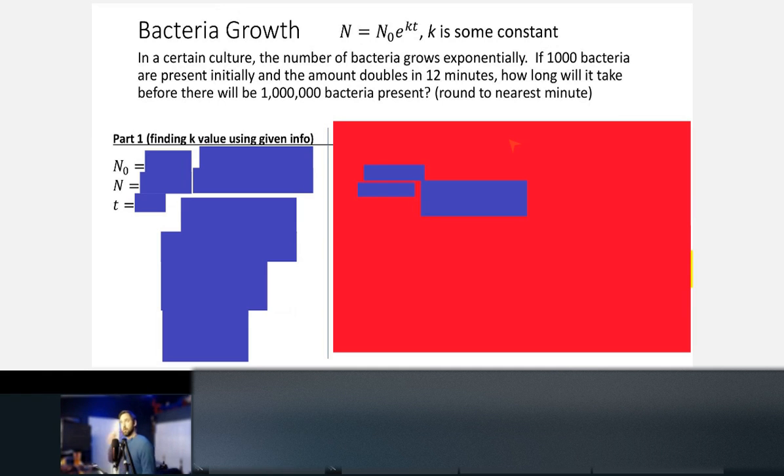Anyway, in a certain culture, the number of bacteria grows exponentially. If 1,000 bacteria are present initially and the amount doubles in 12 minutes, how long will it take before there will be 1,000,000 bacteria present? Round to the nearest minute.